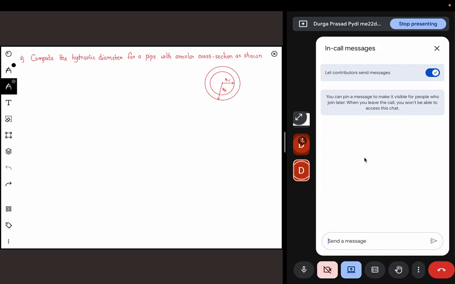Yeah, so I hope you have solved it. What's the value you're getting? So area is pi times rho square minus r square. You have to just take the cross section area, and the wetted perimeter is basically wherever the fluid is touching, you have to include that in the perimeter.